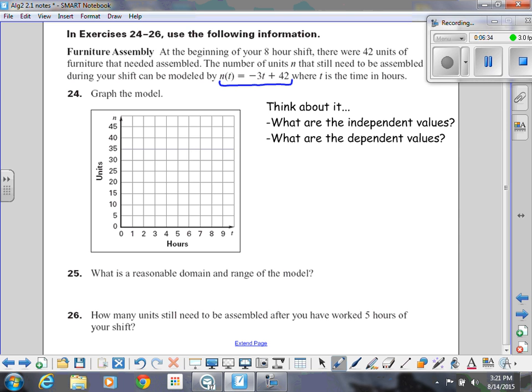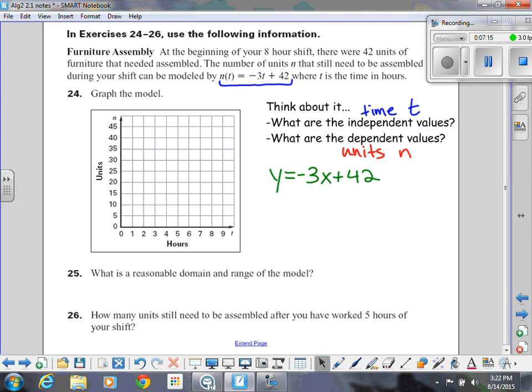Okay, so if we think about it, what's the independent variable? That's always our time, right? So time is our independent variable, or rather t is the actual variable we're using for that. And then the dependent variable is the n, the number of units. So n is our dependent variable. So when we graph this, we are essentially graphing y equals negative 3x plus 42, except they used n and t, whereas what we're used to using is y and x.